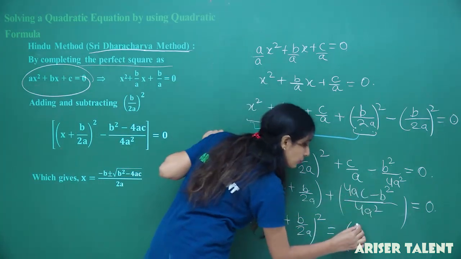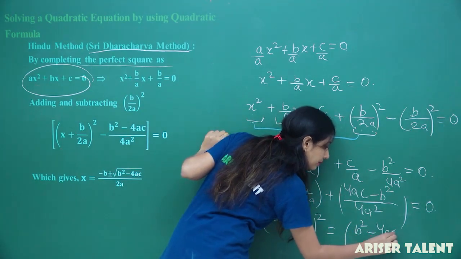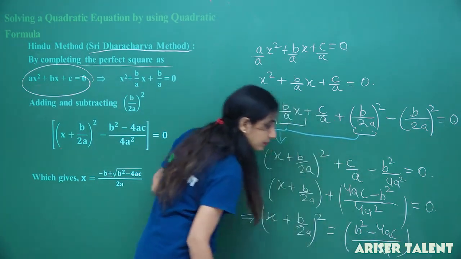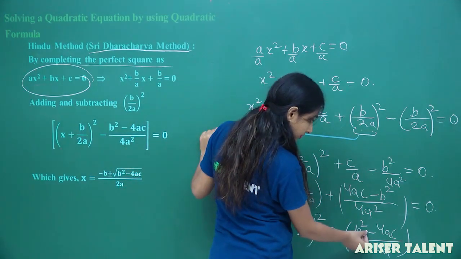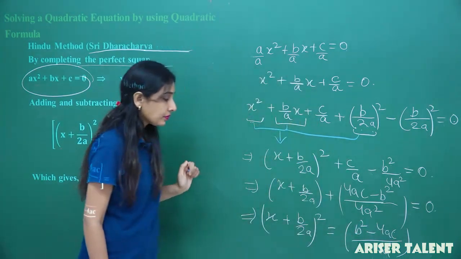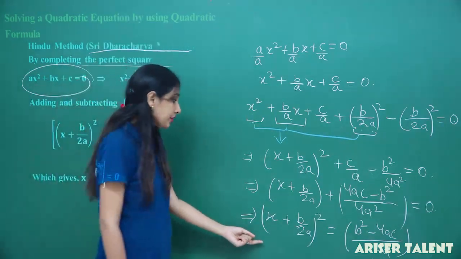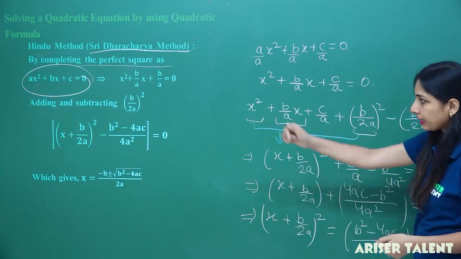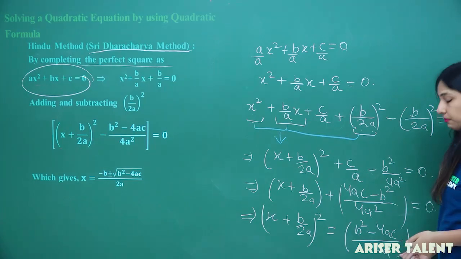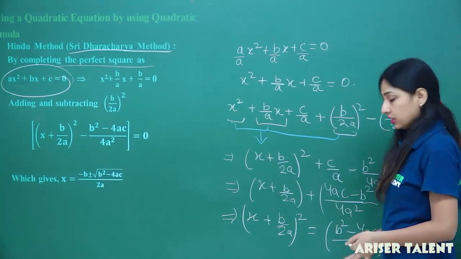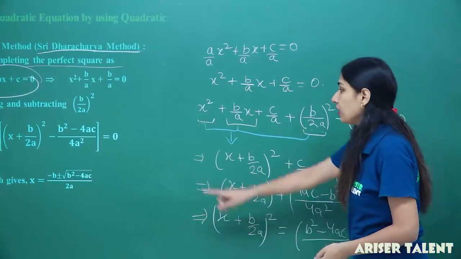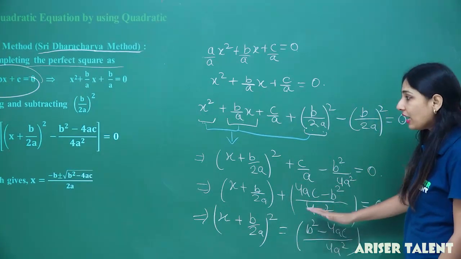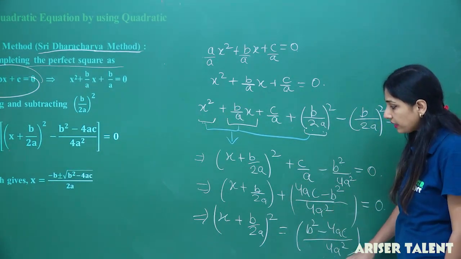So the signs will change. It will become b square minus 4ac upon 4a square, right? So this is the equation. You can compare it here. If you take it here, that will become minus of b square minus 4ac upon 4a square. Here x plus b by 2a there, and then equals to, so you can just transpose it here. Why have I done this? Because we are going to find the value of x here.